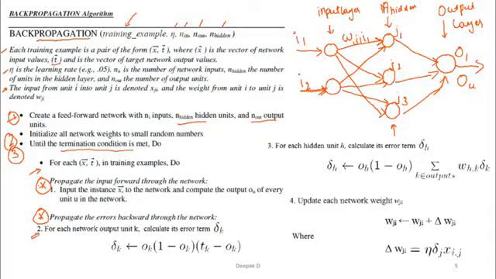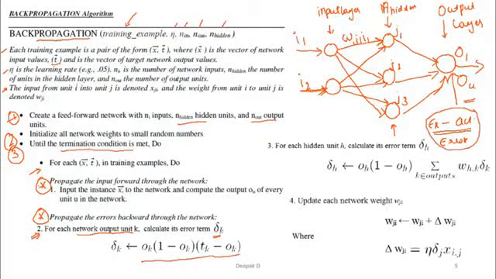For every network output unit, we need to calculate the error term. Here I need to identify the error which has occurred at this output. You need to identify the error term, that is dou k. How do you identify it? This is the formula. Actually, we use this formula to identify the error term at the output node.